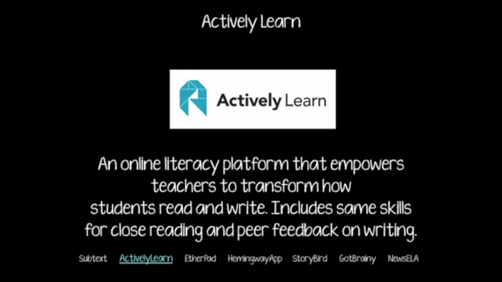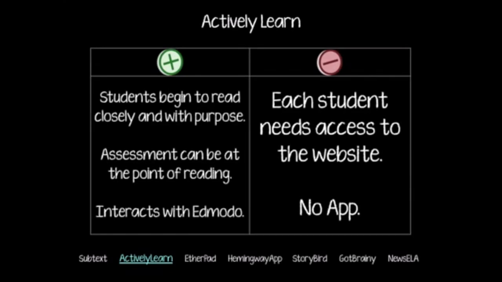Subtext and Actively Learn are a little like Coke and Pepsi. I mean, there's different flavors and different sweeteners, and some may passionately say one is much better than the other, but essentially they're very similar. They're more similar than they are different. When you talk about the positives and the negatives for Actively Learn, again, they're reading closely with purpose, assessments at the point of reading. It interacts nicely with Edmodo, so if you're already using Edmodo in your classroom, these two work really well together.